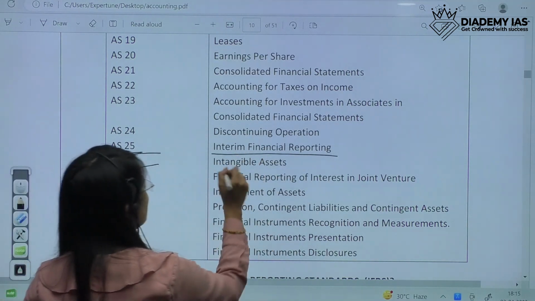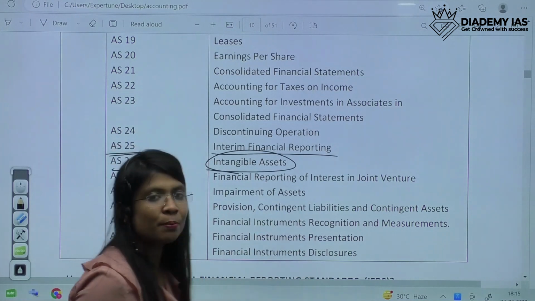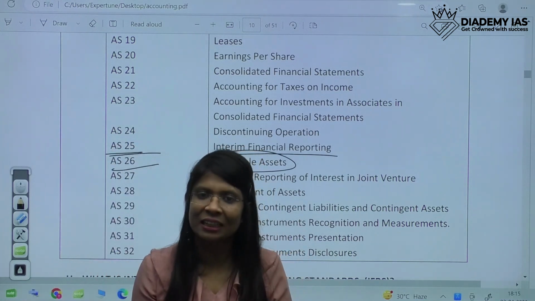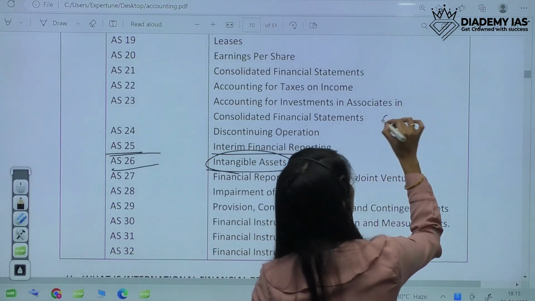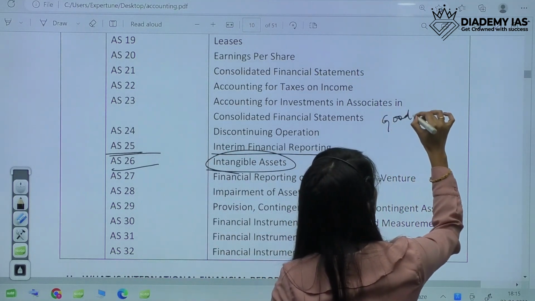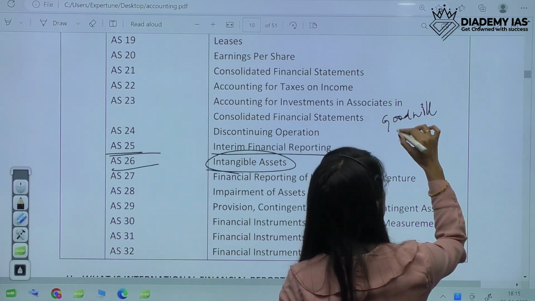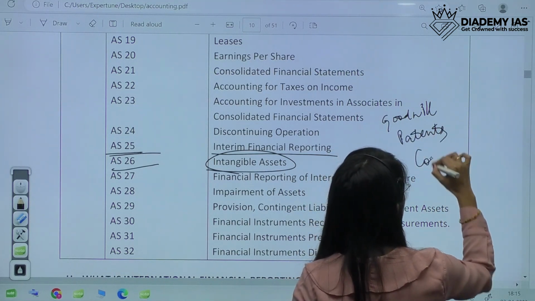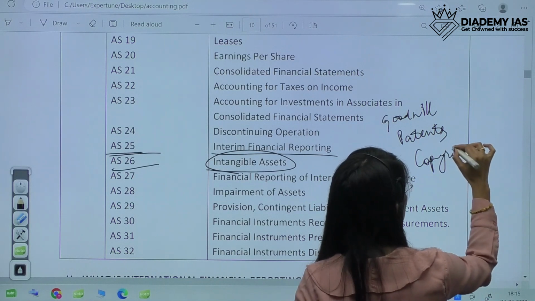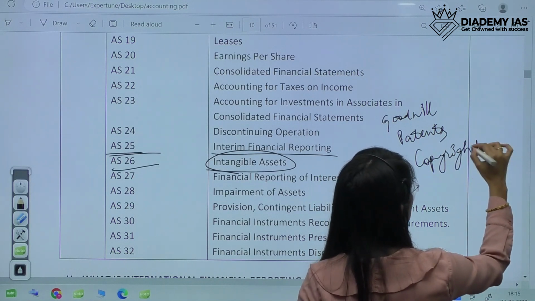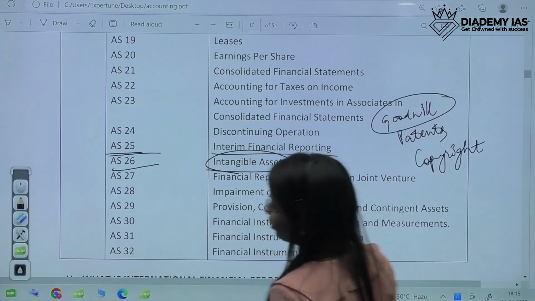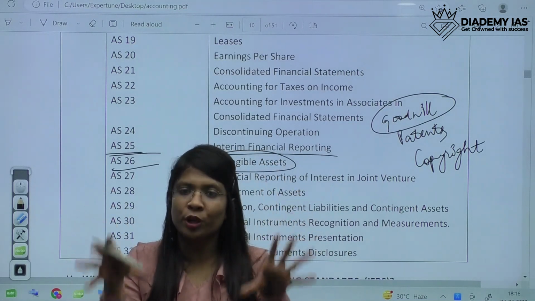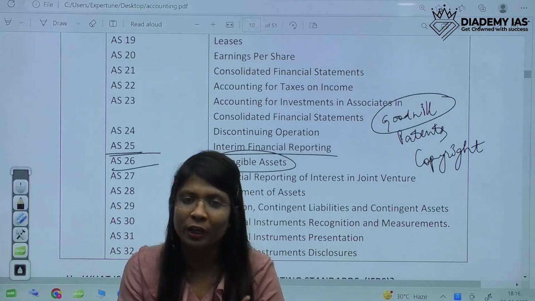Then is AS26, intangible assets. Intangible assets are all those assets which can't be touched or seen. So these are like goodwill, patents, copyright. Goodwill is your reputation in the market. DIADEMY IAS is having a certain reputation in the market. So that is the goodwill.